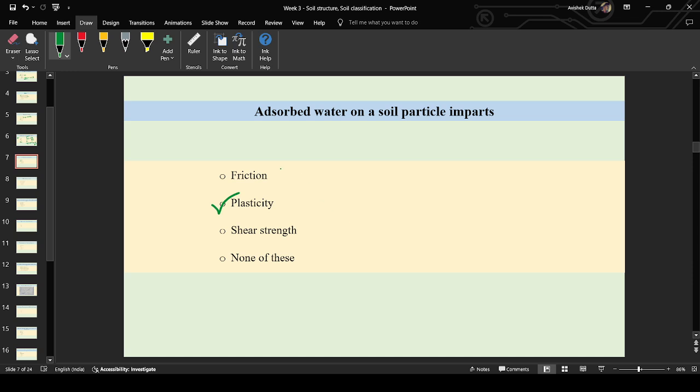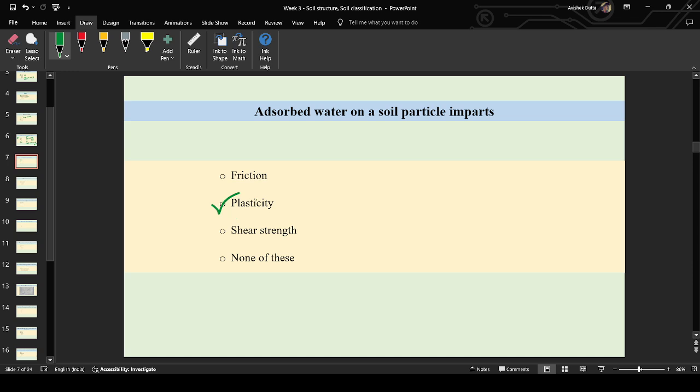Basically, friction and shear strength are the strength properties. With addition of water, the adsorbed water might increase and friction will decrease, and if friction decreases, the shear strength will also decrease. So adsorbed water can never impart friction nor shear strength. Plasticity is the deformability of the soil, which increases with increasing water content. That means both absorbed and adsorbed water have an impact on the deformability of the soil.